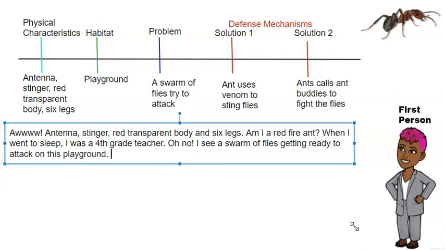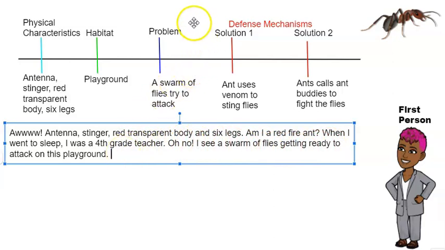Guys, I'm going to pause here and talk about my thinking. In the beginning, I said antenna, stinger, red transparent body, and 6 legs. That was describing my physical characteristics. Next, I said, am I a fire ant? When I went to sleep, I was a 4th grade teacher. That's just adding a little bit of comedy to my story. And I said, oh no, I see a swarm of flies getting ready to attack this playground.